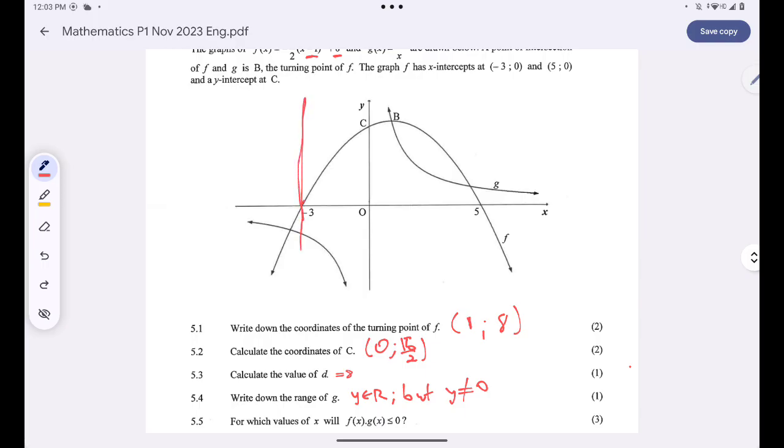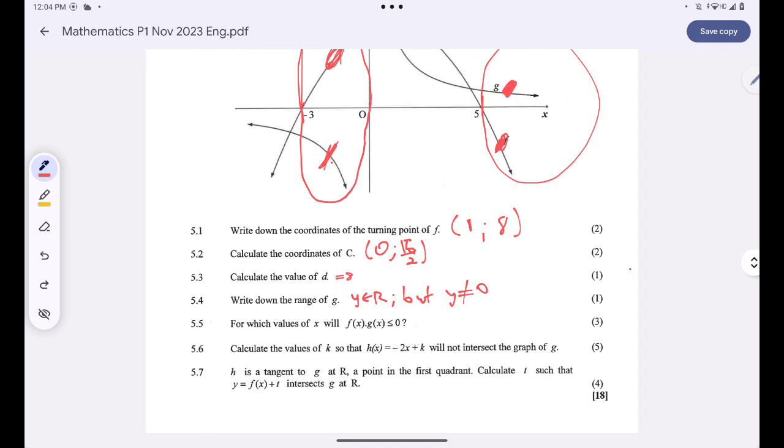from -3, when x is between -3 and 0, you can see that one graph is above the x-axis and the other graph is below the x-axis. Are you together? Another place is when x is greater than 5. We can see that this graph will be forever above the x-axis and this one is just below the x-axis.